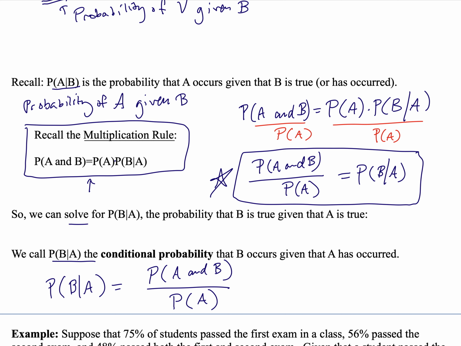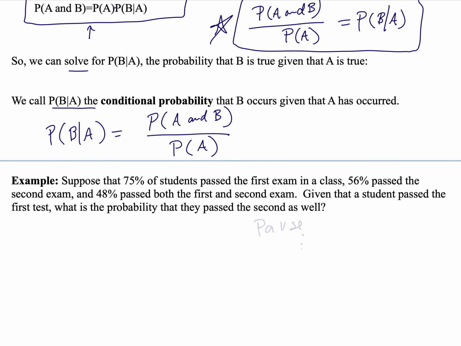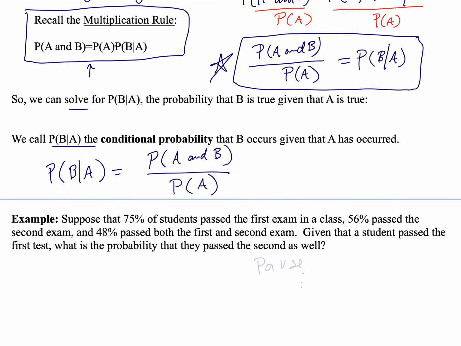So let's take a look at an example. So suppose that we have an exam in a class and 75% of students passed the first exam in the class, 56% of the students passed the second exam in the class, and 48% of the students passed both the first and second exam. So given that a student passed the first test, what is the probability that they pass the second as well? So I will let you pause and think about that for a moment.